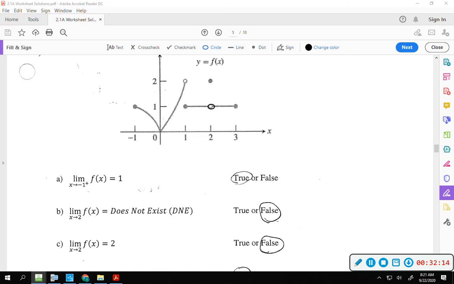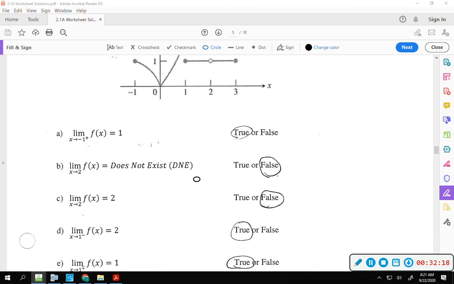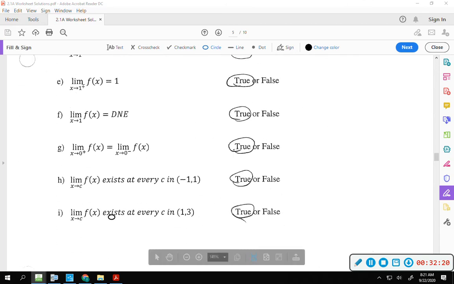The limit does exist everywhere, even though we have this removable discontinuity. The limit exists at a removable discontinuity. So that is true. The limit exists at every c in that interval. The only point in question is at x equals 2, and we already said that the limit exists there. True. This is the type of question that they do like to put on the AP test, right? It's very thought-provoking. You have to think about the fact that the only point in question is at x equals 2, but the limit does exist there, even though we have a removable discontinuity.